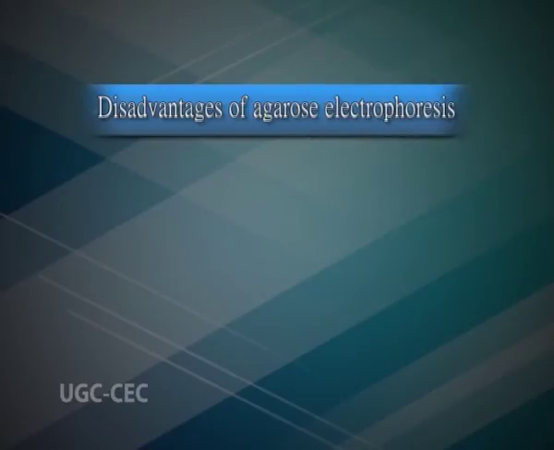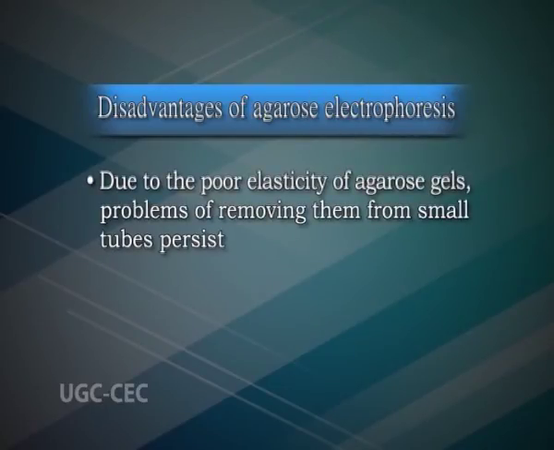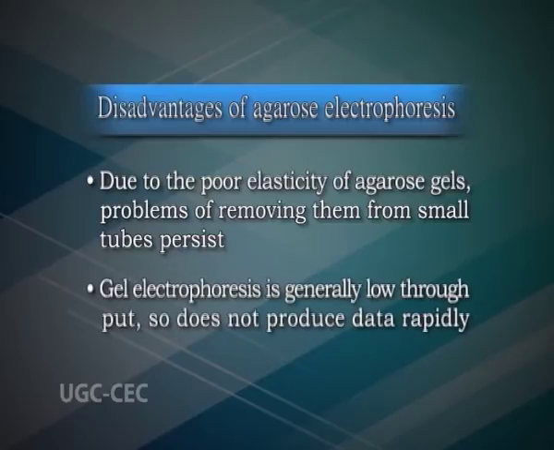Disadvantages of agarose electrophoresis: due to poor elasticity of agarose gels, problems of removing them from small tubes persist. Gel electrophoresis is generally low throughput, so it does not produce data rapidly. So the next important gel is polyacrylamide gel electrophoresis.